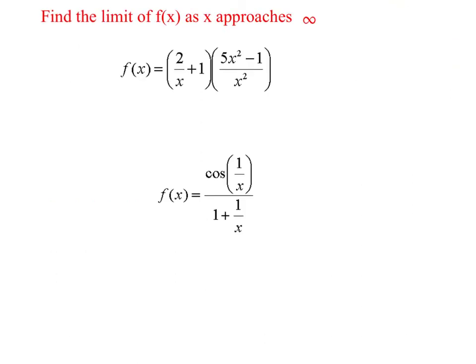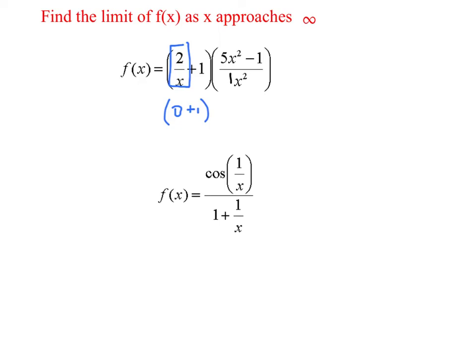Here, find the limit of f of x as x approaches infinity. This is just a way you can use all the rules you've learned to kind of make some really tough-looking equations easy. So if we're approaching infinity, 2 divided by a really big number is approaching 0. So I'm just going to replace that with 0 plus 1. And here, in the next parentheses, we've got the same power on top and bottom, 5x squared minus 1 over x squared. Put a little 1 there.